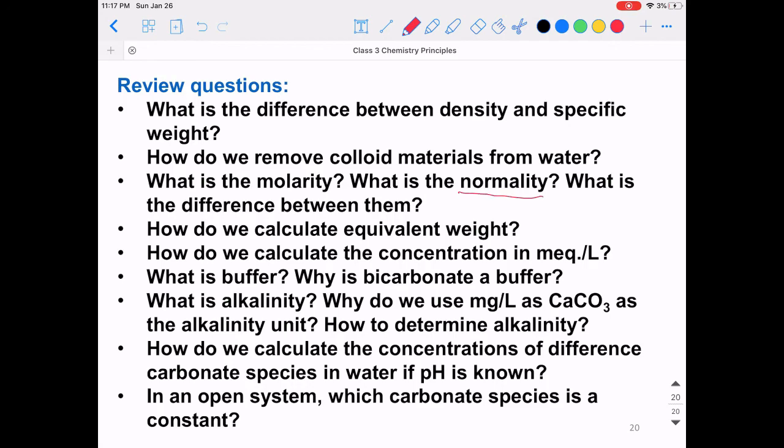What is the molarity and what is normality? Normality is dependent on the transfer of the electrons or the protons. What is the difference between them? How do we calculate the equivalent weight? How do we calculate the concentration in milliequivalents per liter? Also, what is a buffer? What is bicarbonate? Why is bicarbonate a buffer? That's because it combines with a proton, and it also combines with the hydroxide ions, right? Also, what is alkalinity, and how do we calculate alkalinity? And in an open system, which carbonate species is a constant?